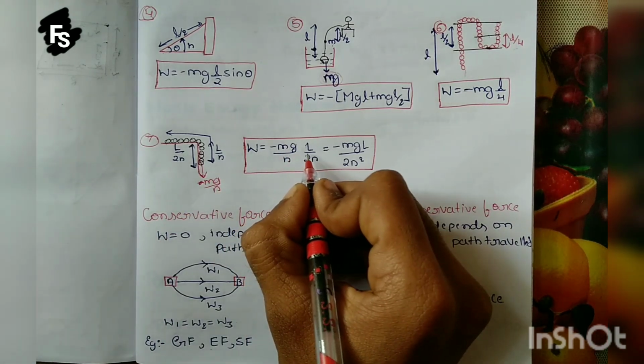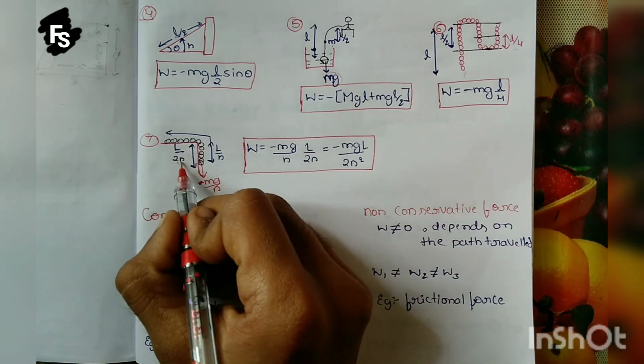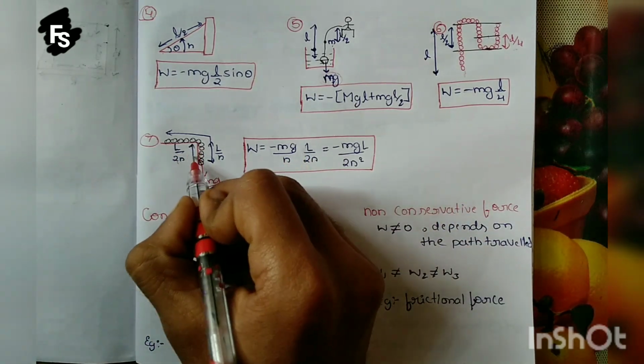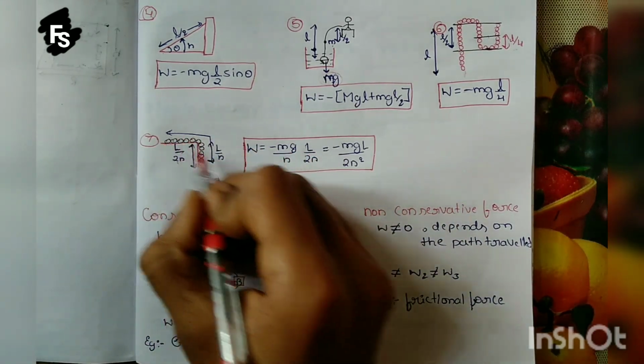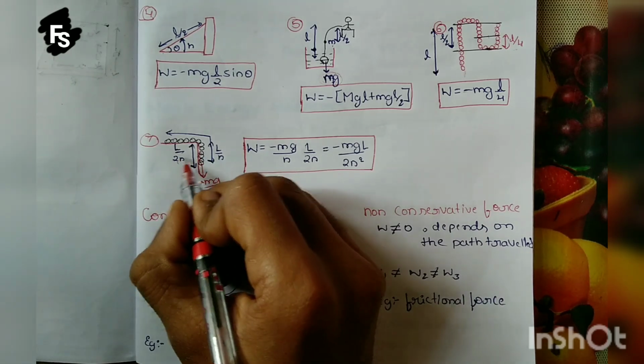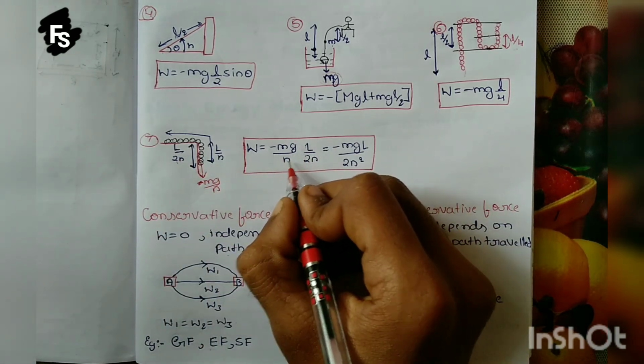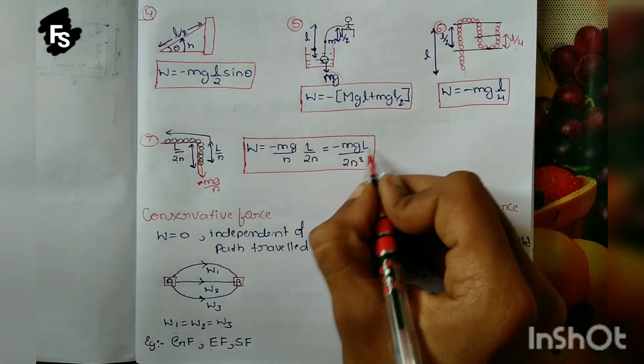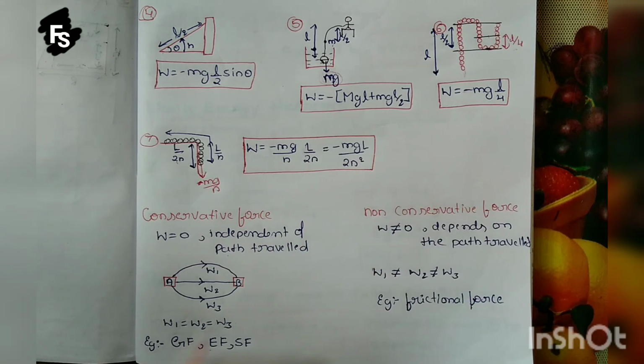Mg by n. And what is the distance traveled? L by 2n. See here, L by 2n. This is the distance traveled. This is the whole length, L by n. Here half means L by 2n. So minus mg by n into L by 2n is equal to minus mgl by 2n square.